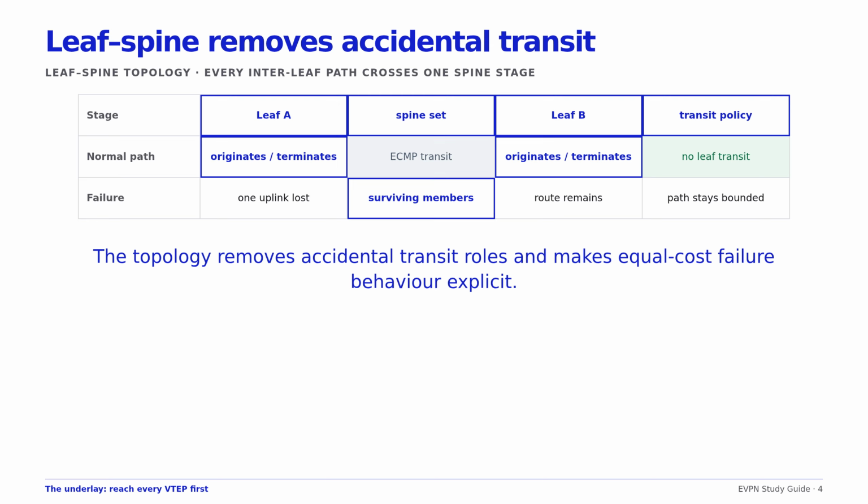RFC 7938 describes this BGP-based data center design from operational experience. It is informative guidance, not an internet standard. The useful property here is the topology, independent of the chosen routing protocol.